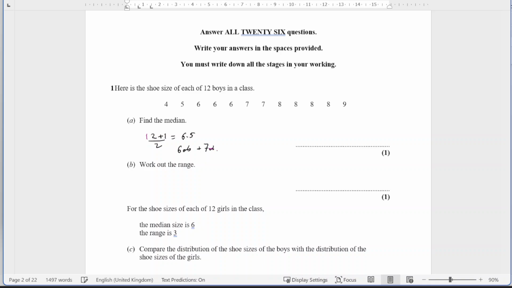There's nothing wrong with top and tailing until you get to the middle, but that's a slightly more long-winded way. 1, 2, 3, 4, 5, 6, 7. So that's the 6th and the 7th value. You take the average of those, so we're looking at 7. Work out the range. So the range is always going to be largest minus the smallest. So in this case 5.